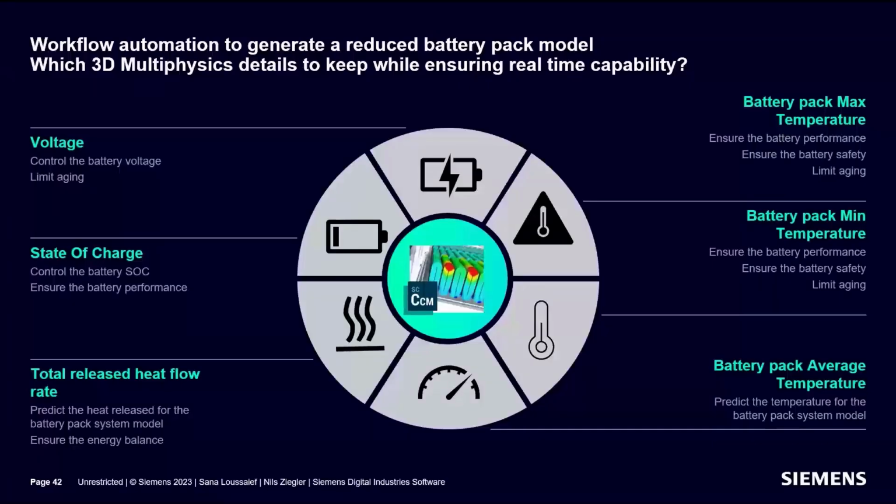The second result we want to keep here is the battery pack minimum temperature. This is to control the battery temperature gradient. So it's important to design the battery to minimize the temperature gradient because it can limit the performance and the lifetime of the cells.